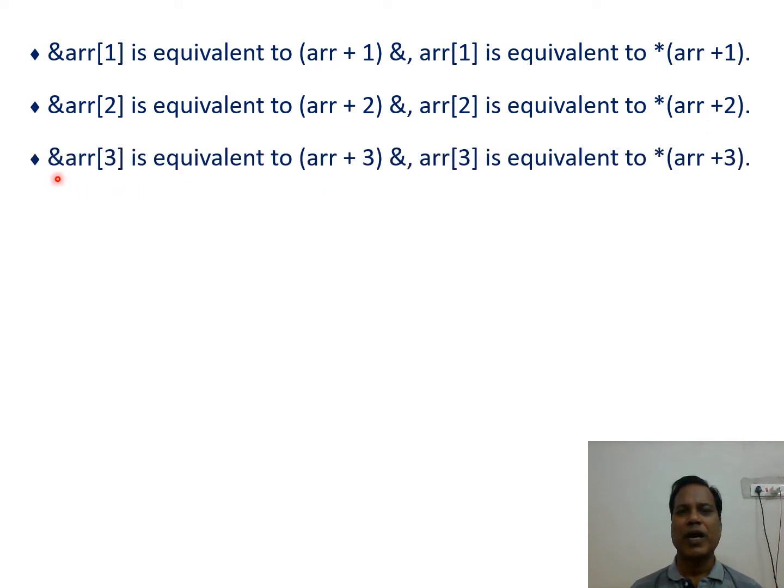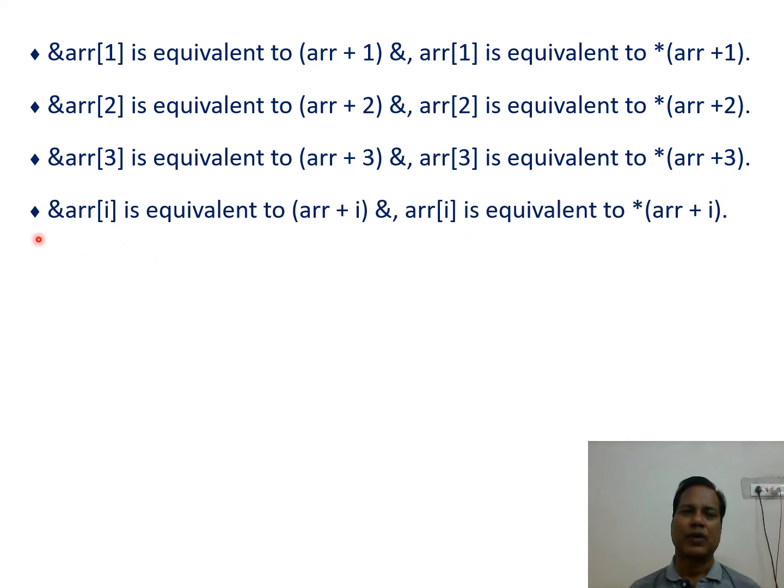In a similar way, &r[3] is equivalent to r plus 3, and r[3] is equivalent to *(r plus 3). In general we can write &r[i], the address of the ith element of the array r, is equivalent to r plus i, and r[i] is equivalent to *(r plus i).